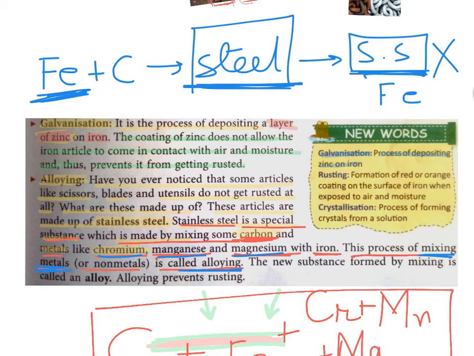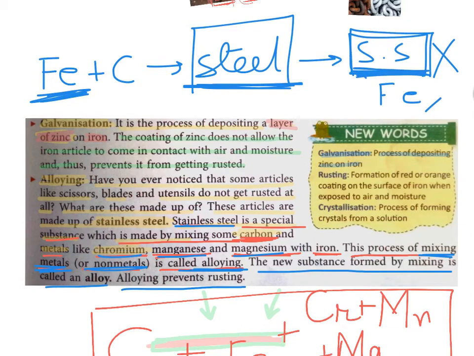metals or non-metals, that is, we can mix metal with metal or metals with non-metal to get entirely different properties, and this process is called alloying. The new substance formed by mixing is called an alloy. So, stainless steel is an alloy of iron. Alloying prevents rusting. As you can see, if we get an alloy of iron, that is stainless steel, it will never get rusted and hence prevents rusting.